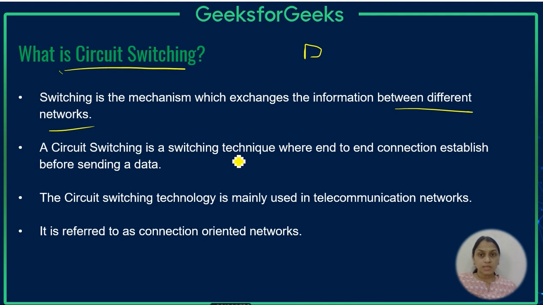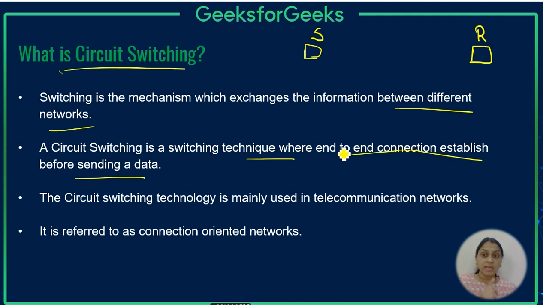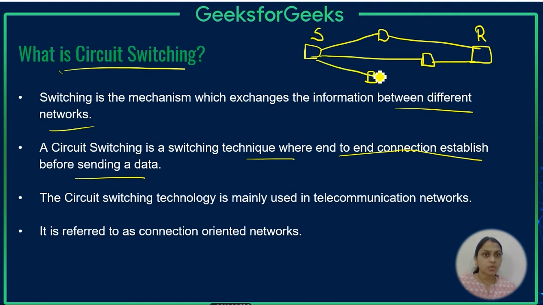Circuit switching is a switching technique where an end-to-end connection is established before sending data. This is the main concept that you need to understand. It's the main difference between packet and circuit switching. In circuit switching, there should be an end-to-end connection. So this is the sender and here is the receiver. There should be an end-to-end connection established. Here one router or system will be there, and the data is going to be transferred in whatever direction it wants.